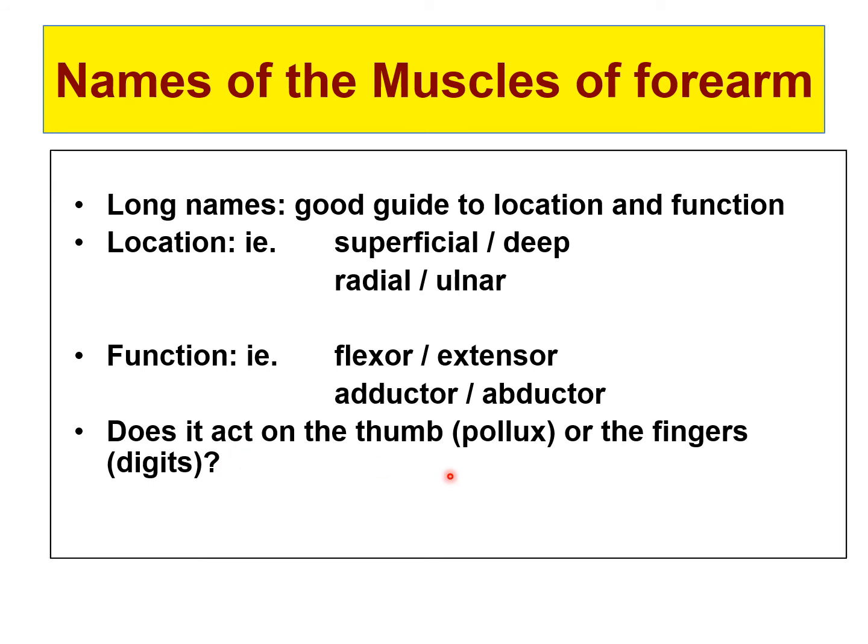Does it act on the thumb, pollex, or the fingers, digits? If we have the term digits or digitorum, it means it is related to the digits of the hand or foot, and in the same way, if it has the term pollicis or pollex, it is going toward the thumb. They can guide us toward their attachment or their location.